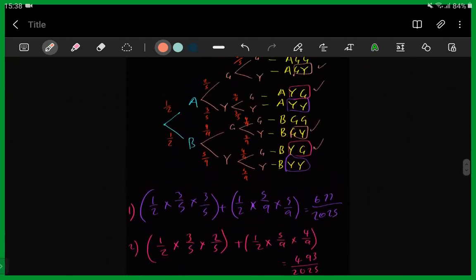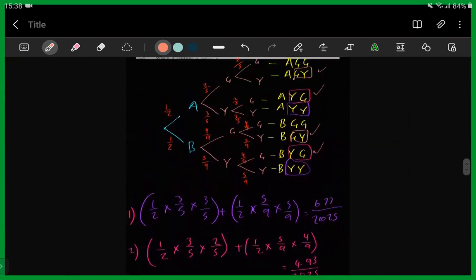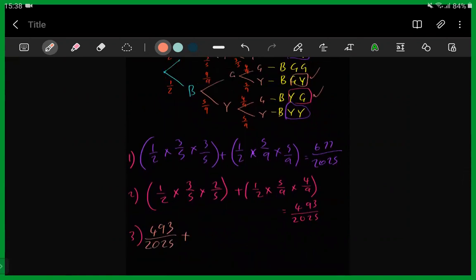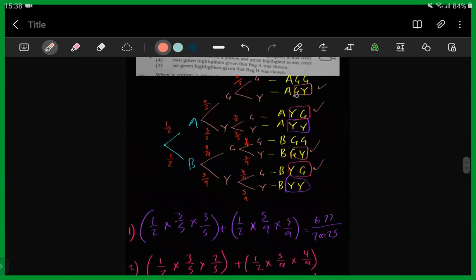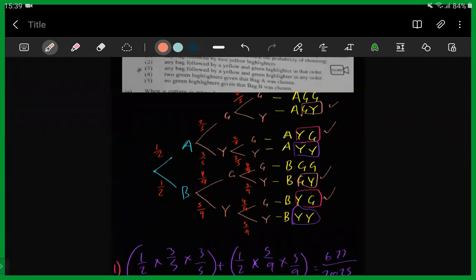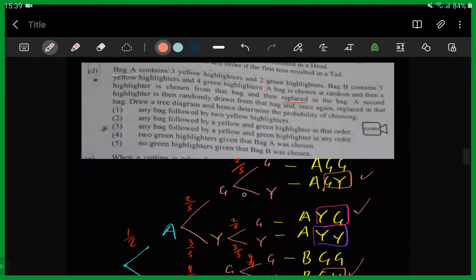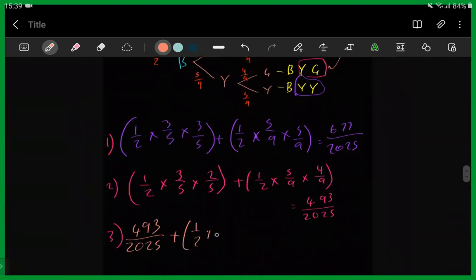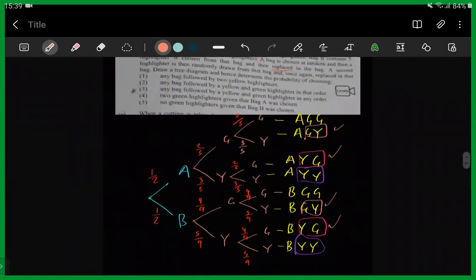So to make our life easier for 3, we know that for this one and for this one, it's already 493 over 2025. We just have to add the top one over here, this probability. We have to add the bottom one over here, this probability. The top one here is just a half, and then we multiply by 2/5. Then we multiply by yellow here, which is going to be 2/5. So let's just do that. So we add here half, 2/5, 2/5.